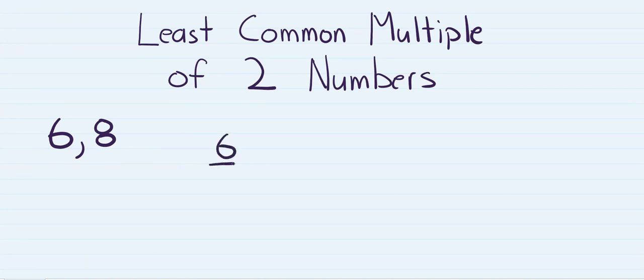It actually doesn't matter what we put as a numerator or denominator, but we write it as a fraction, 6 over 8, and then we reduce the fraction. I can divide both the numerator and denominator by 2, so I get 3/4. And then to get the LCM, all I do is cross multiply. So the LCM is going to be 6 times 4 or 8 times 3, and that equals 24.